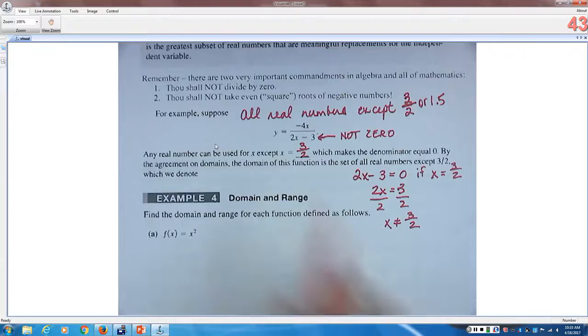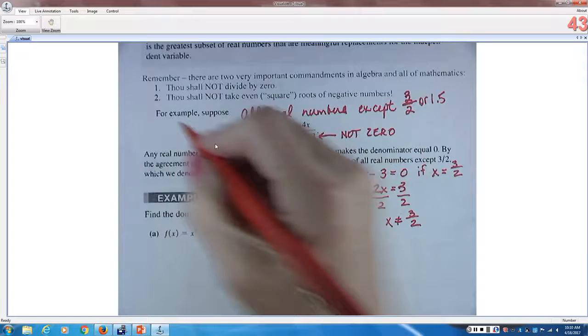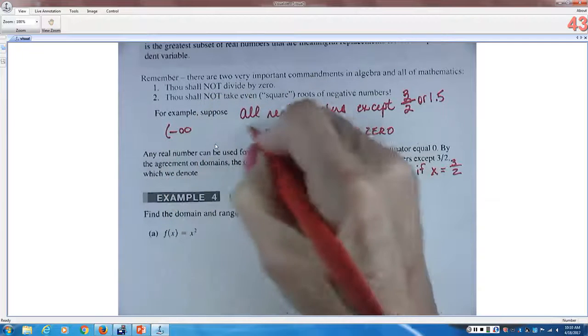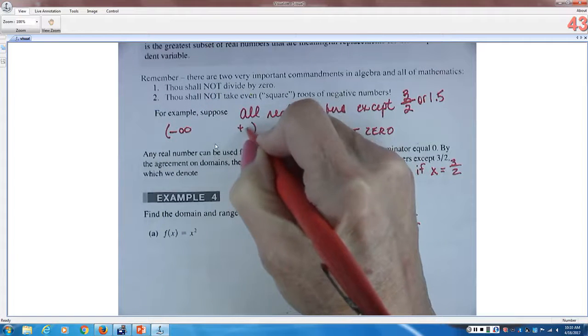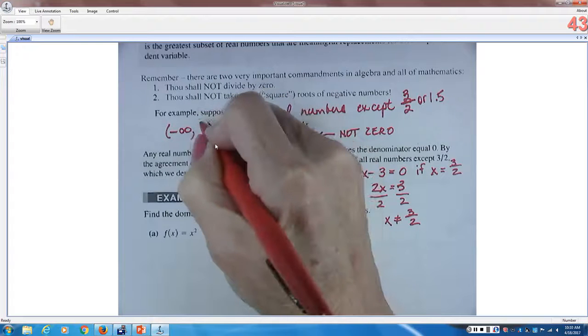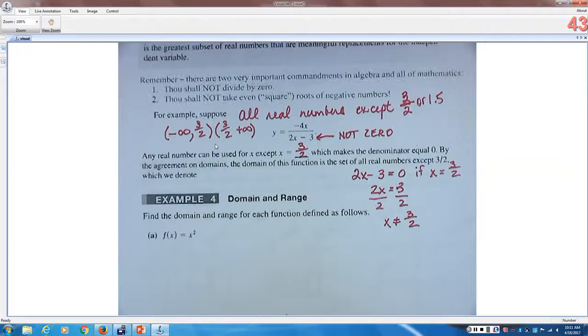Now, that's a lot to have to write down. And for those of us that are lazy people, the way that we would write it is we would say any number from -infinity to +infinity except 3/2. And that's the way you would write it in math symbols.